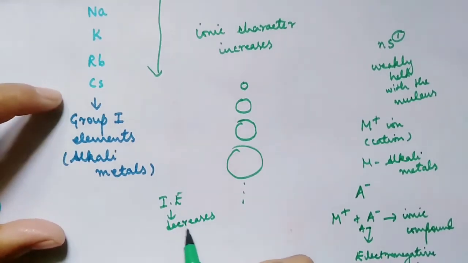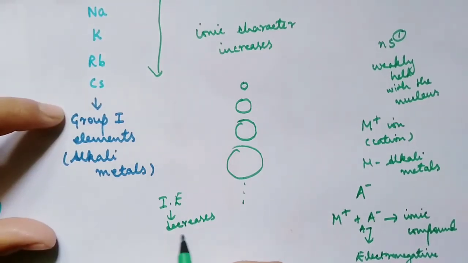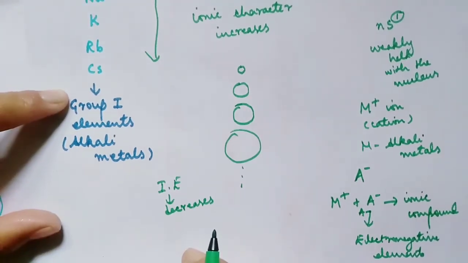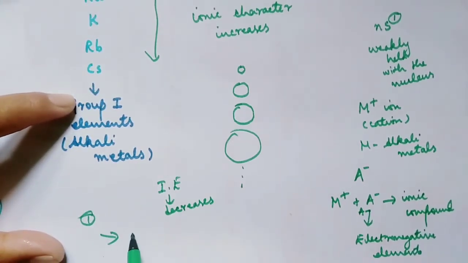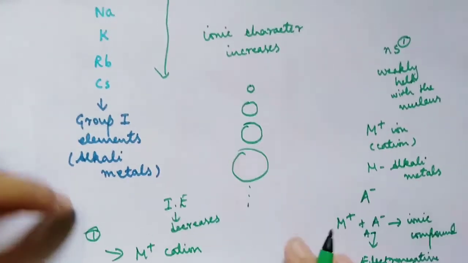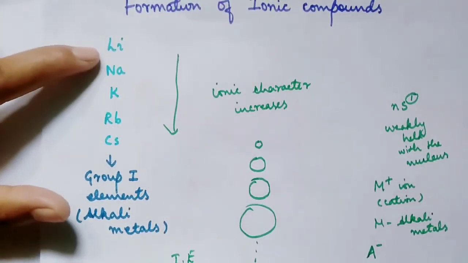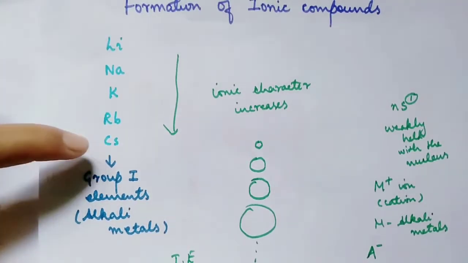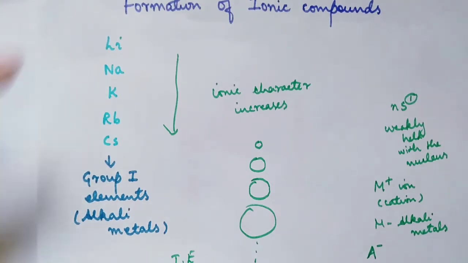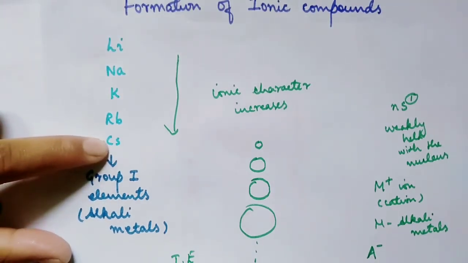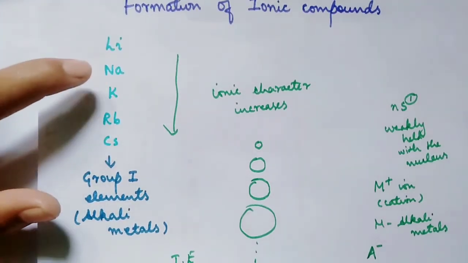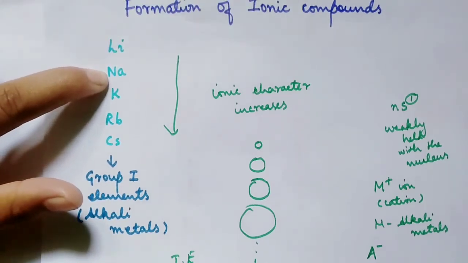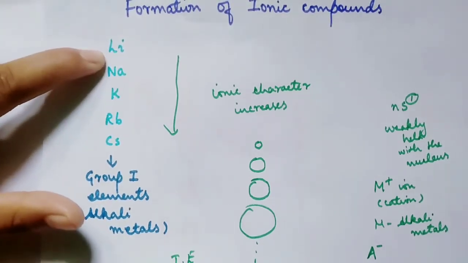If the ionization energy decreases as we move down the group, then these elements can easily lose their one valence electron to form the M+ cation. That is, the ionic character increases as we move from lithium to cesium, or in other words, we can say that the compounds formed by cesium are more ionic than those formed by lithium. Similarly, the compounds formed by sodium are more ionic than those formed by lithium.